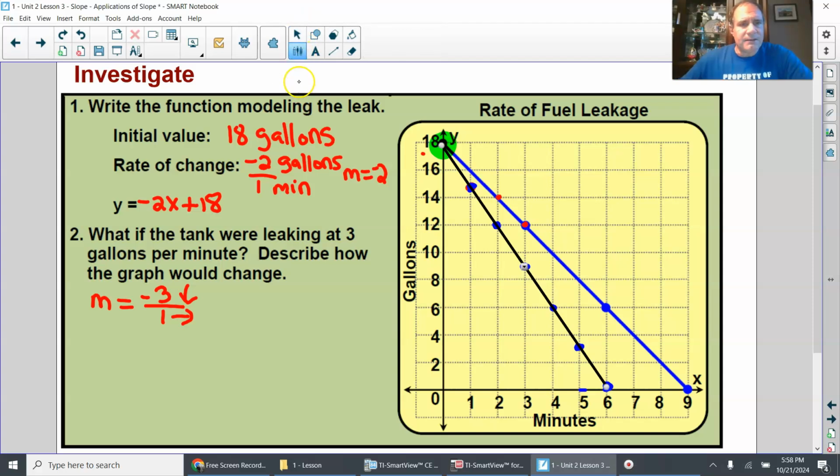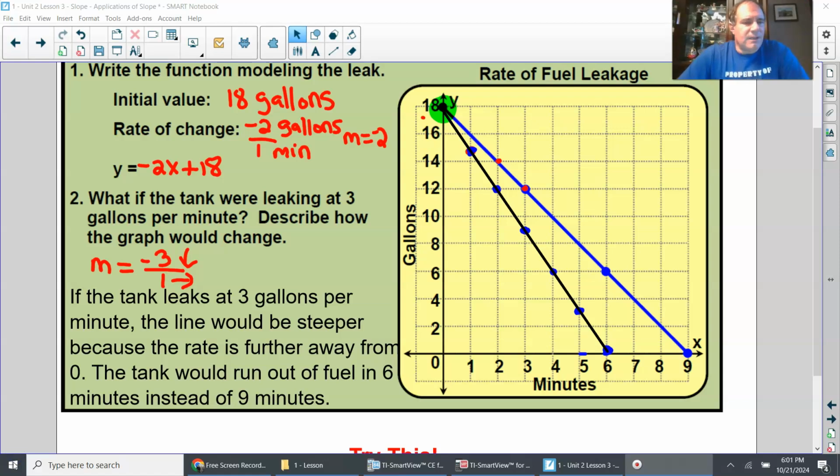So if the tank were leaking at 3 gallons per minute instead of 2, describe how the graph would change. Well, the line would be steeper. The slope of that line is steeper because it's furthest away from 0. -3 is further away from 0 than -2, so that line is steeper than the original line. It also will run out of fuel in 6 minutes versus 9. All right, those are the differences. And that's what I wrote down right there.